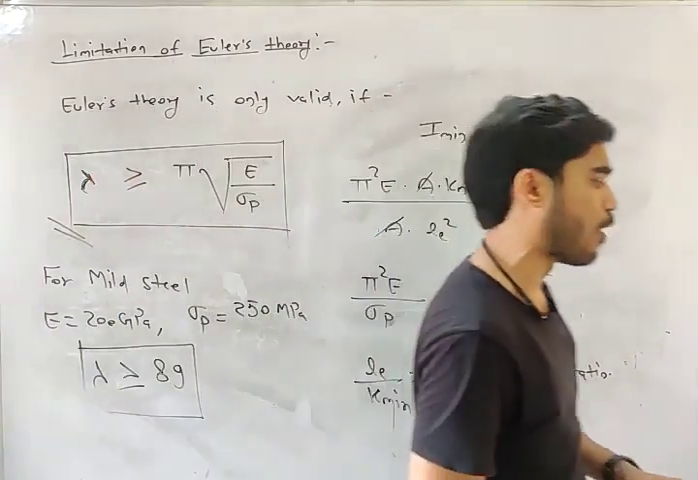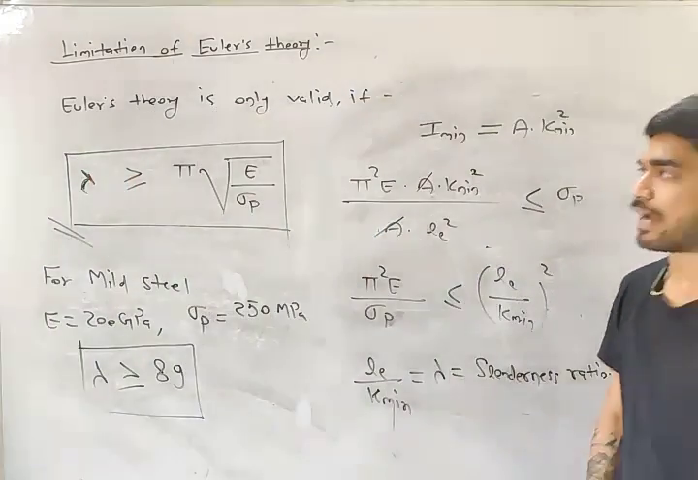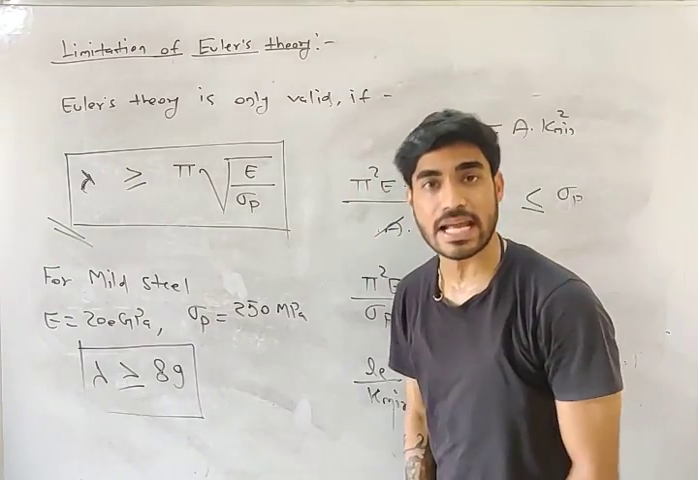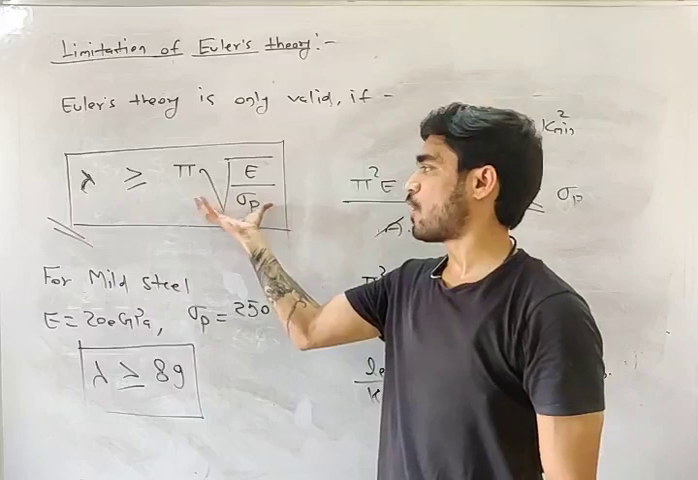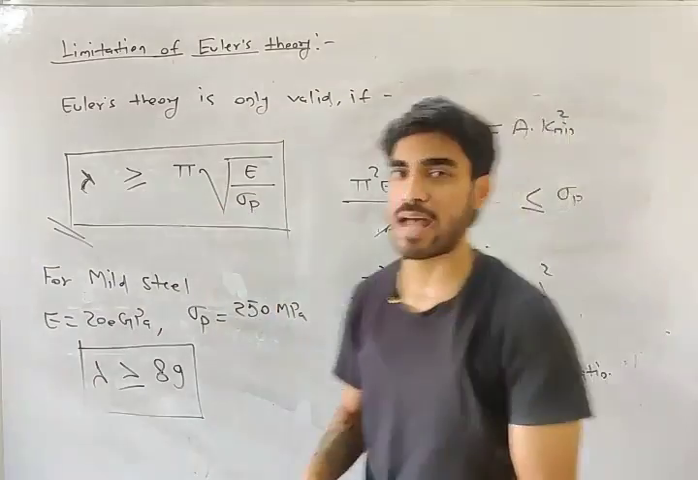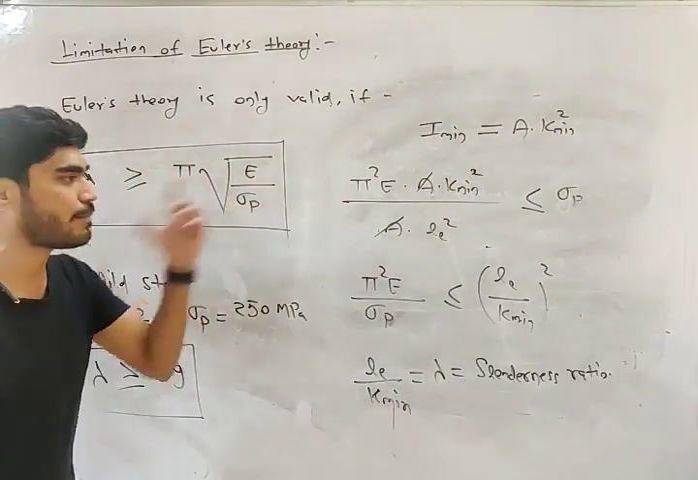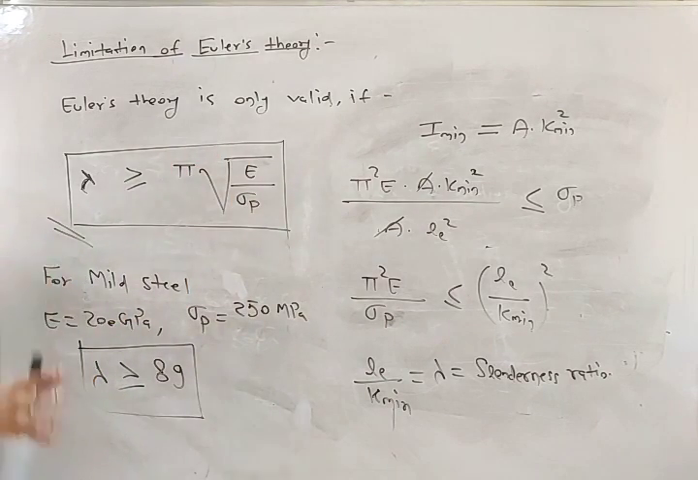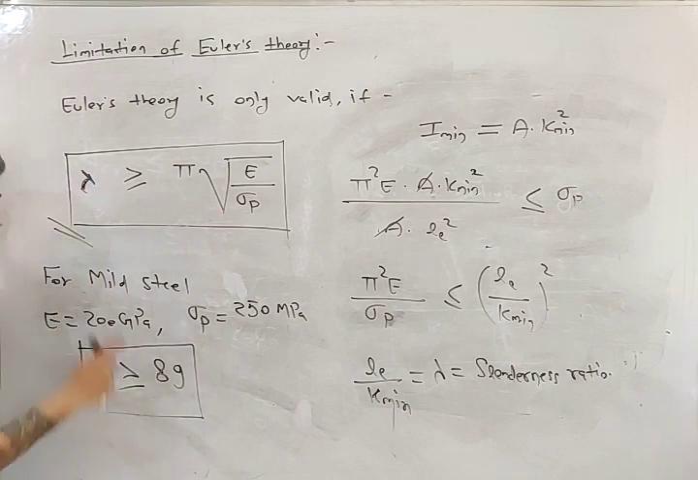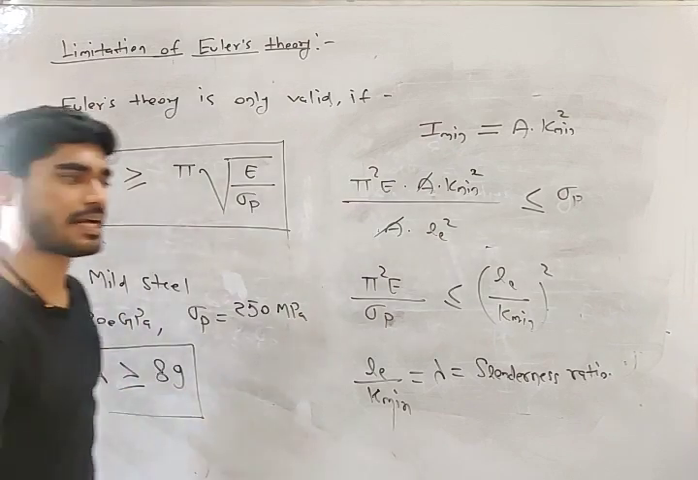Do you understand this point, my friend? Euler's theory is only applicable if the value of lambda is greater than or equal to this value. What is this value? Pi root over E by sigma p. This depends upon the material. So for a different material, this value will be different. For mild steel, lambda should be greater than or equal to this value, then only Euler's theory will be applicable. Do you understand this?